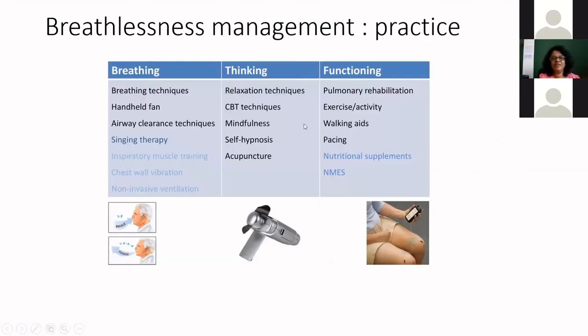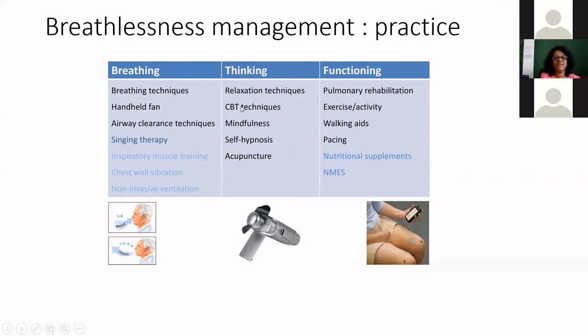Depending on the dominance of the three components, we have to plan the management. If the work of breathing is the most difficult thing, then we have to train breathing techniques. We have to give some handheld fan and airway clearance techniques. So likewise, we have to concentrate on the work of breathing part.